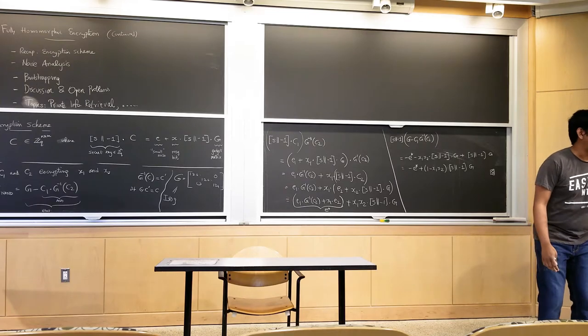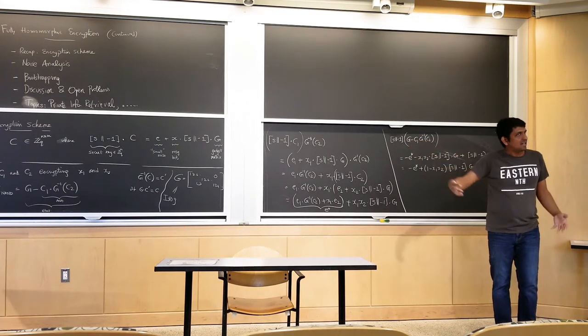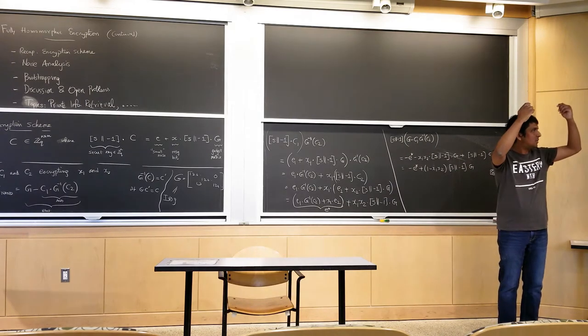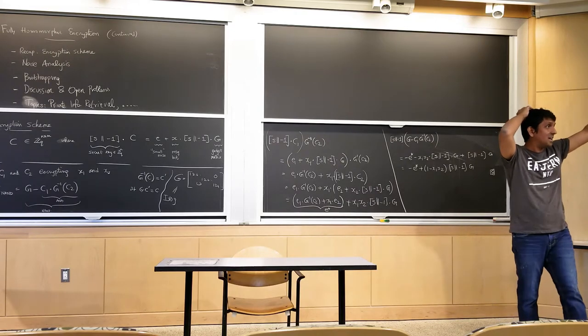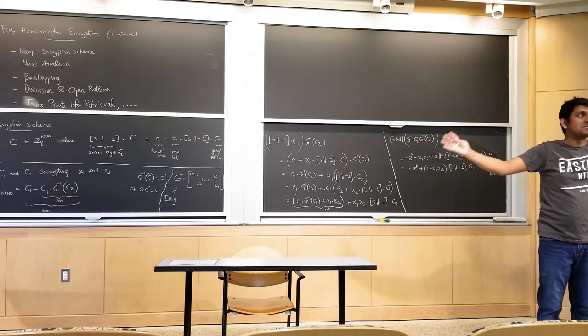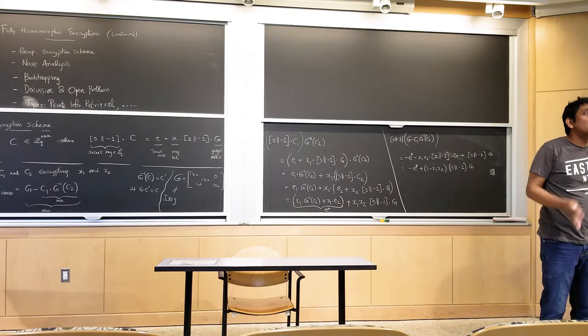So what does that mean? It means that once I fix Q, there is a limit to the number of operations I can do on things, right? And after that, that's it. If I do any more operations, the ciphertext stops being good. It's too noisy. That's no homomorphic encryption.